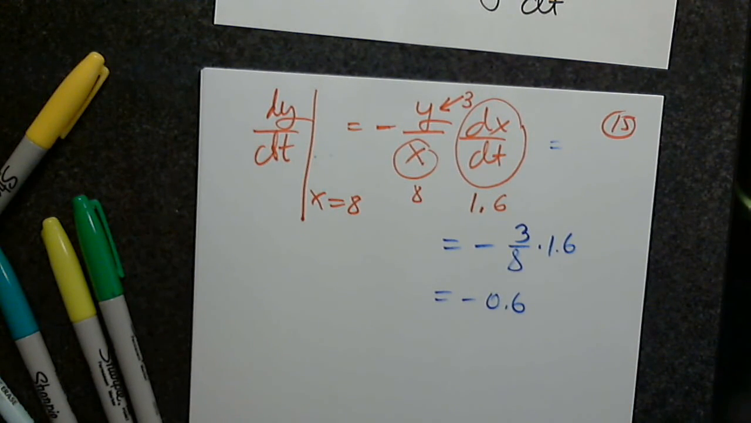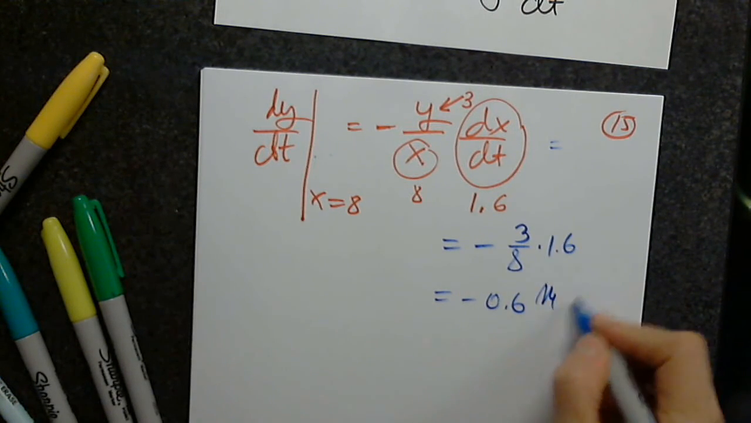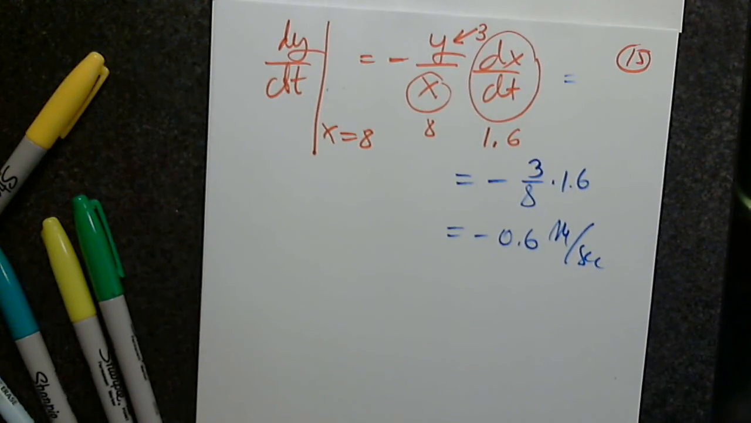Without a measurement unit, it means nothing. Meters from dy and seconds from dt. Any questions?